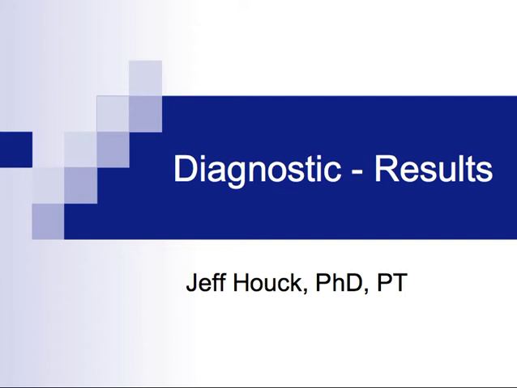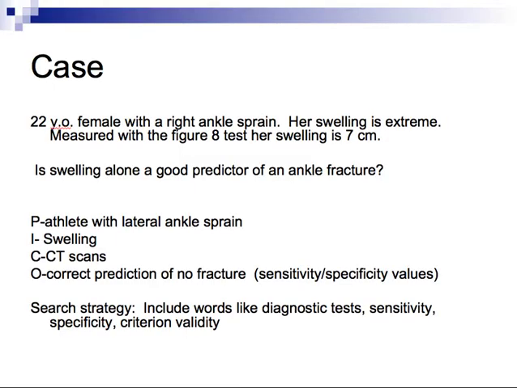So now this section on diagnosis focuses on results, or the second question: what are the results when we're critiquing an article? So let's start with a relevant question. We have a 22-year-old female with a right ankle sprain. Her swelling is extreme, and you'd like to know how to diagnose ankle fractures, which can occur with these conditions.